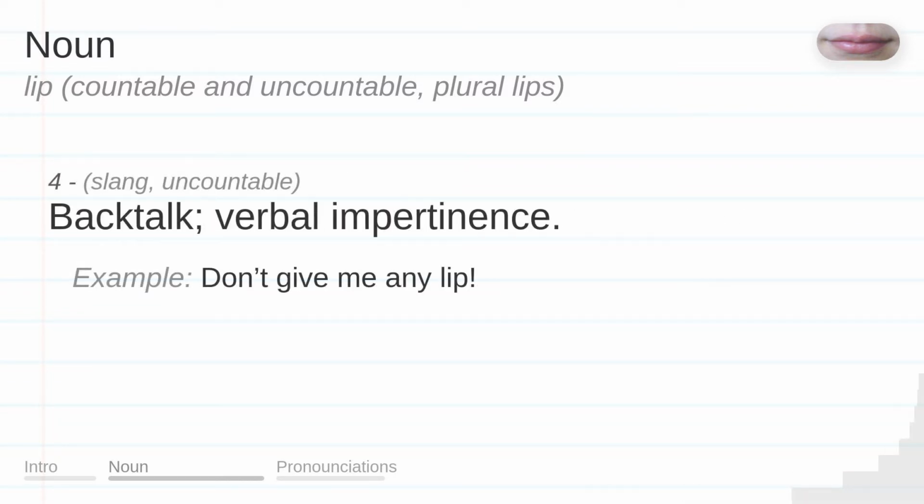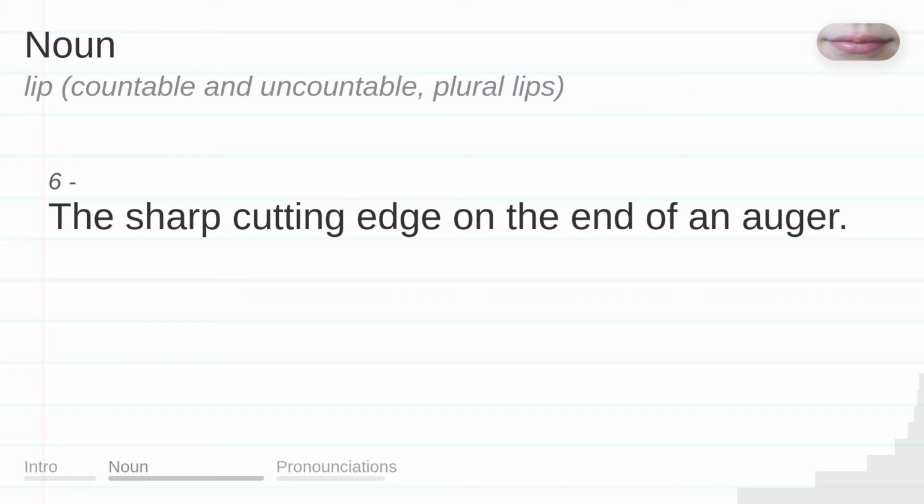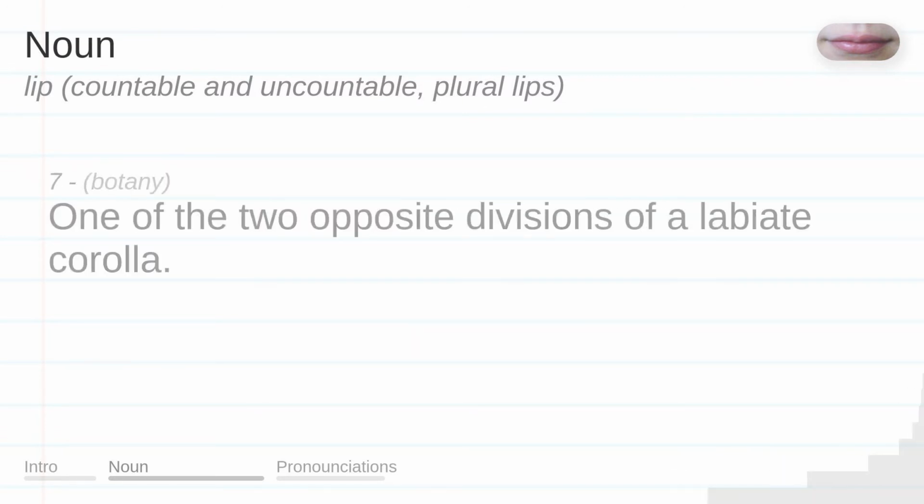Backtalk. Verbal impertinence. Example: Don't give me any lip. The edge of a high spot of land. The sharp cutting edge on the end of an auger. One of the two opposite divisions of a labiate corolla.